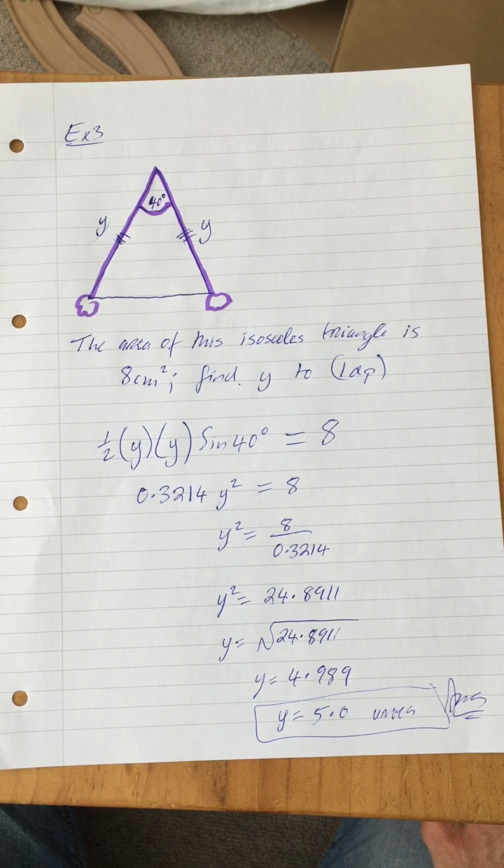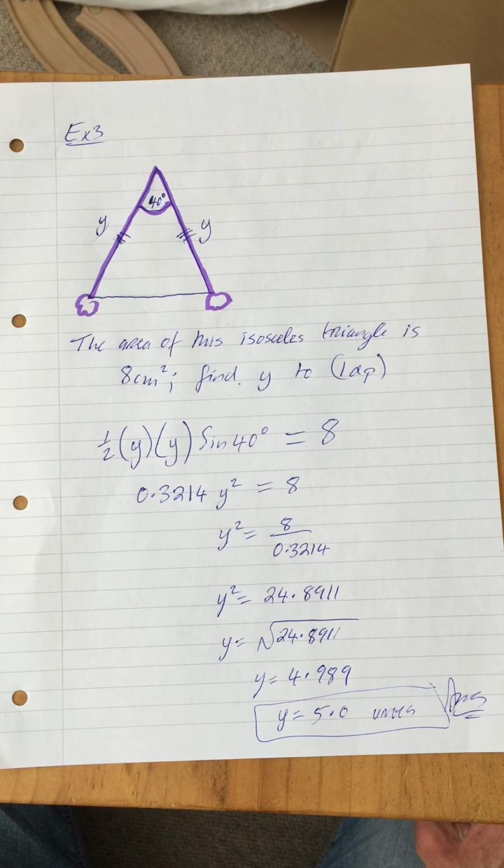So look at your textbook. There are similar examples of questions like this, where you're given the area and you're asked to work backwards to find a side or an angle. So have a look at those, please.